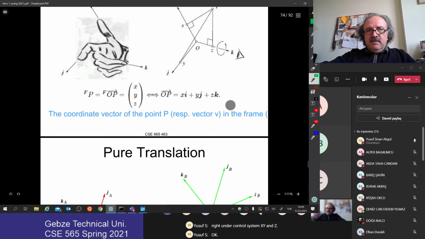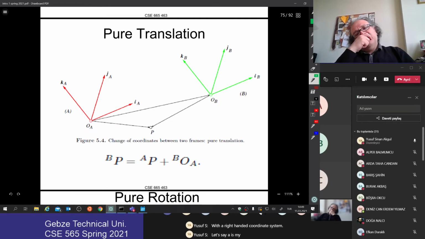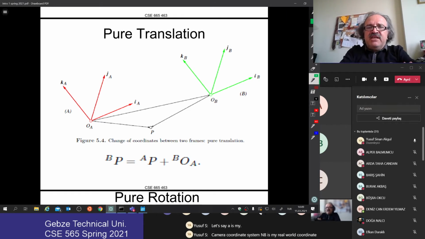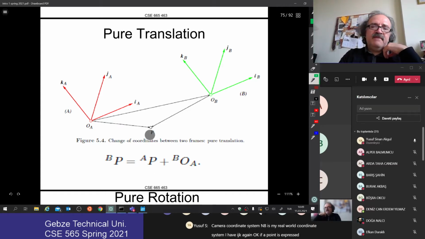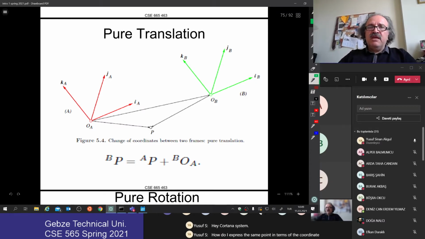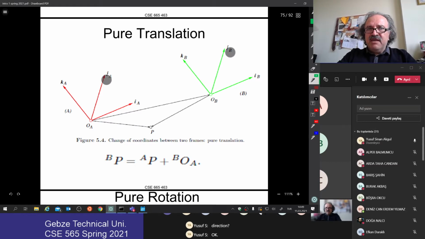So with the right-handed coordinate system, let's say A is my camera coordinate system and B is my real-world coordinate system. I have I, J, K again. There is a point P. If this point is expressed in terms of the A coordinate system, how do I express the same point in terms of the B coordinate system? If there is only pure translation between these two coordinate systems, KA and KB are the same direction, JA and JB are the same direction.